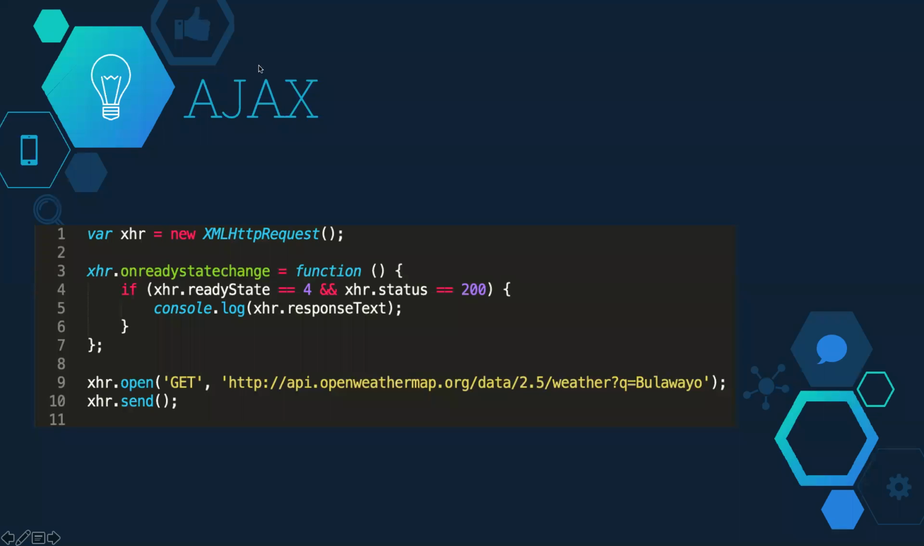So for us to get this, we have to use Ajax to communicate with their servers and then get the information which we need from them. Okay, so this is how we communicate. What we do is create an XML HTTP request. This is an object. We create a new one.